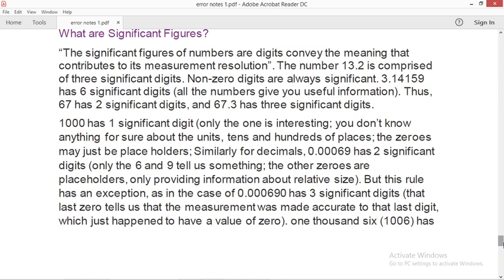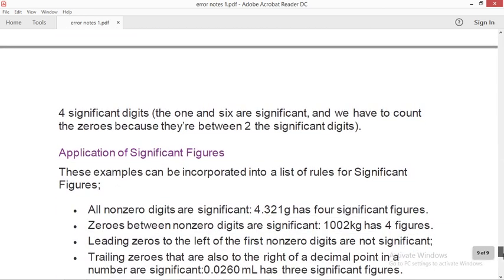But this rule has an exception, as in the case of 0.000690, which has 3 significant digits. The last zero tells us that the measurement was made accurate to that last digit, which just happened to have a value of 0. 1006 has 4 significant digits. The 1 and 6 are significant, and we have to count the zeros between them, so there are 4 significant digits.